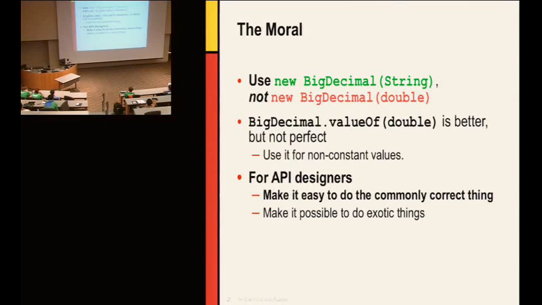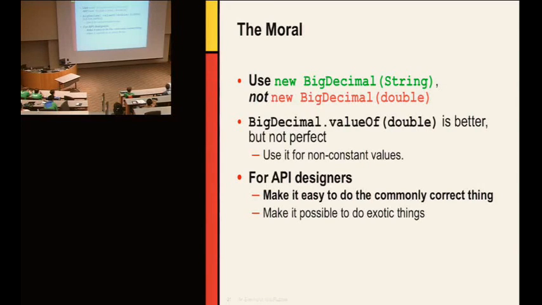But this is really a lesson for API designers, okay? This is about making it easy to do the commonly correct thing. The idiot who designed BigDecimal didn't do that, right? He made it easy to do the wrong thing, he being me, of course. I should point out that it was the first thing I did when I arrived at Sun in 1997, so I didn't know what I was doing.